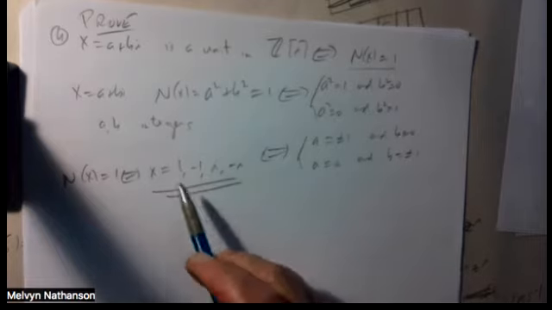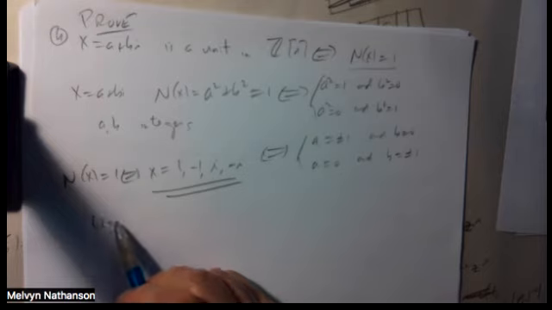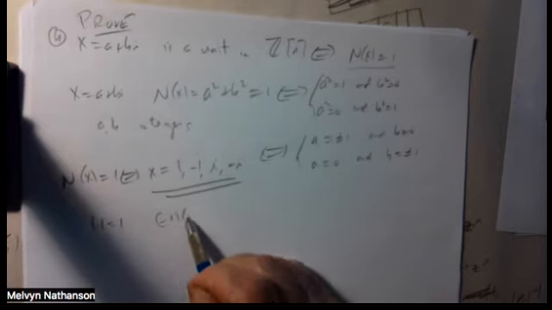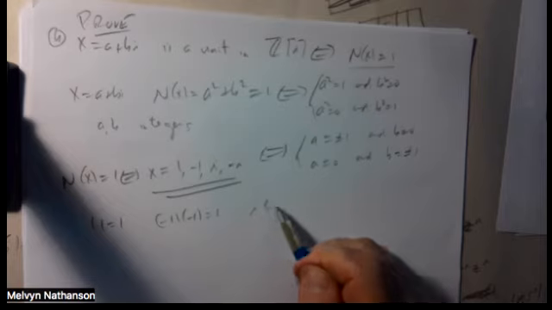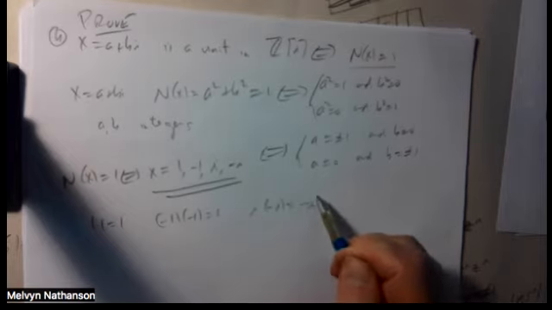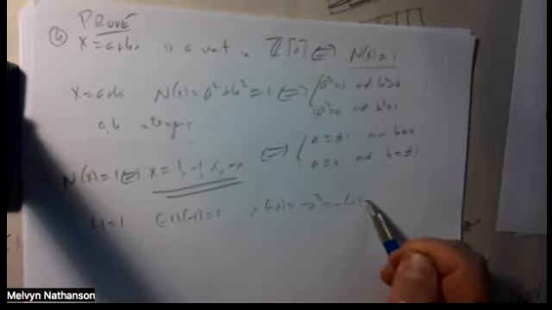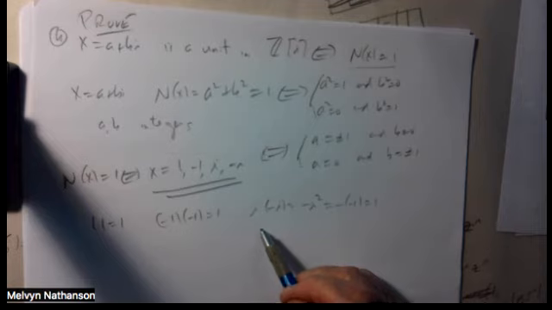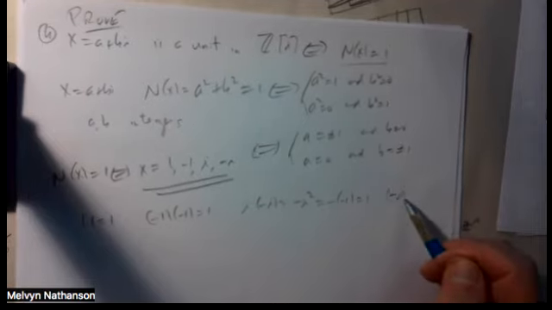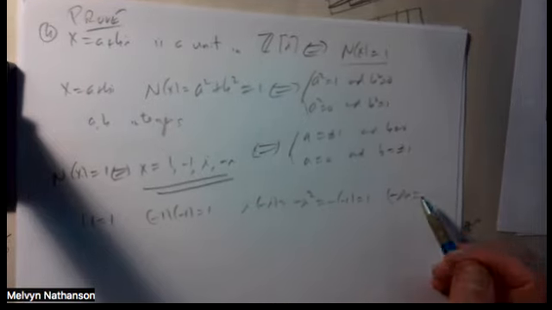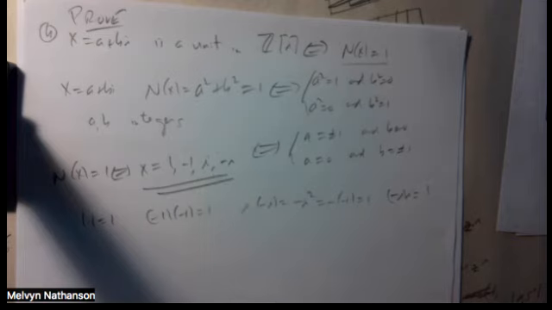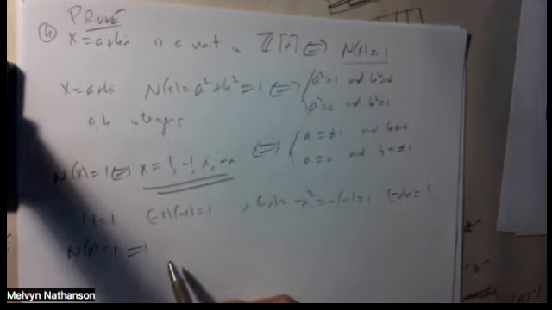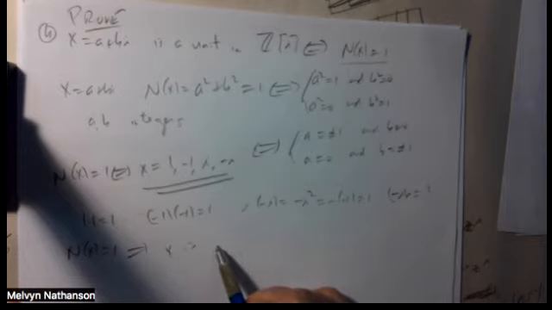And each of these is a unit. 1 times 1 is 1. Minus 1 times minus 1 is 1. i times minus i, that's minus i squared, is minus minus 1, is 1. And minus i times i is the same thing, equal to 1. So these are all units. So if the norm of x is 1, then x is a unit.